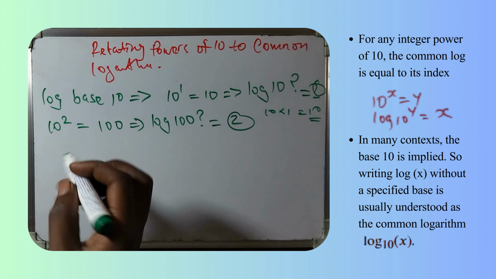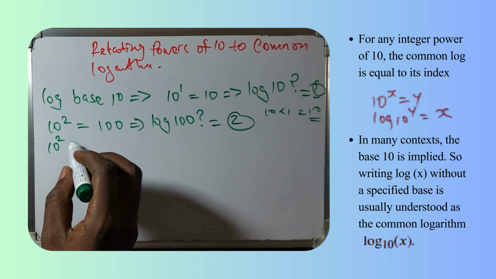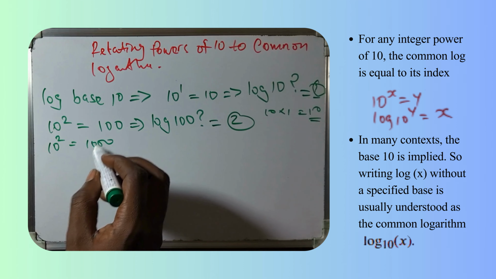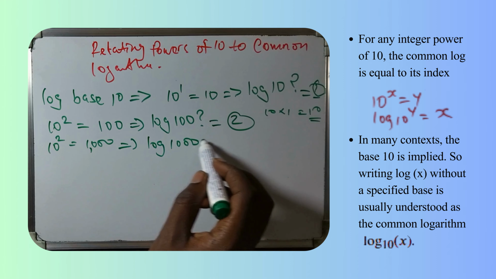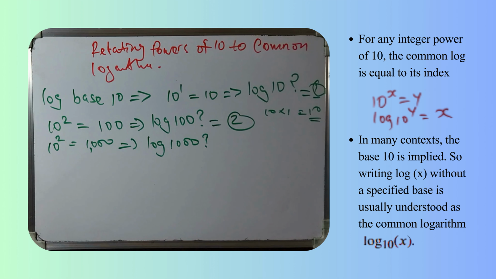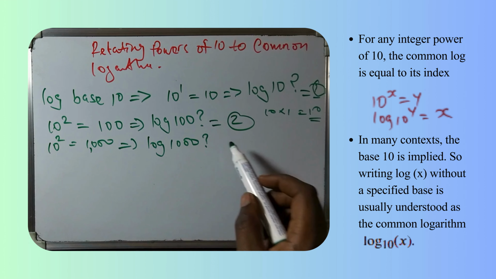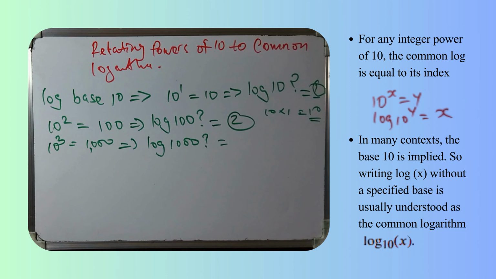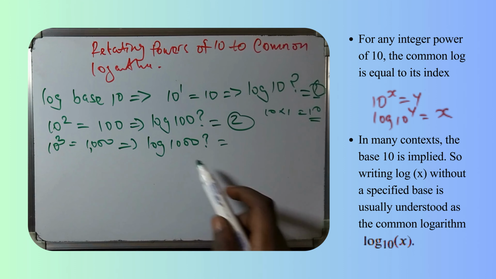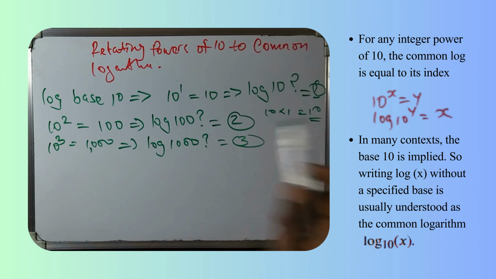Let's look at another example. 10 cubed equals 1000. When I ask about the logarithm of 1000, I'm asking you how many times do you need to multiply 10 to get 1000? And the answer is 3.